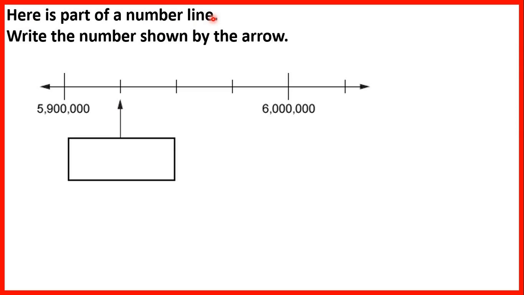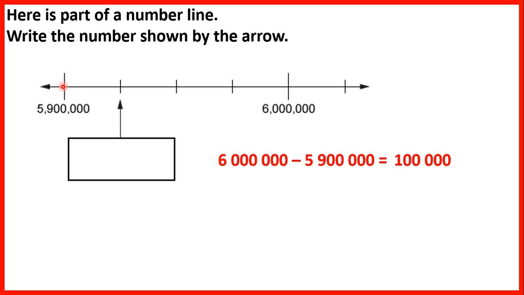Here is part of a number line. Write the number shown by the arrow. So on this number line, we can see that we have 5,900,000 and 6 million labelled. So what we can do is find the difference between our labelled values. So work out 6 million minus 5,900,000. That's 100,000, because if we add 100,000 to 5,900,000, that will take us to 6 million.